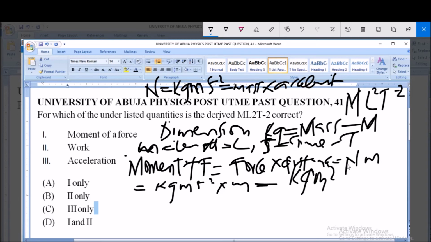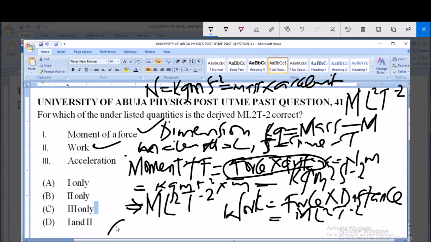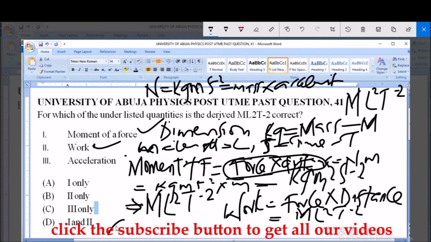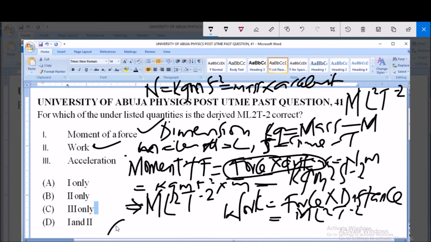Now we move over to acceleration and we solve for acceleration. Acceleration A equals velocity over time, and the unit is meter per second squared. Now meter is L, second squared is T raised to the power of minus 2. So acceleration is LT⁻². This is actually different from ML²T⁻². So the answer for this particular question will be option D, I and II.